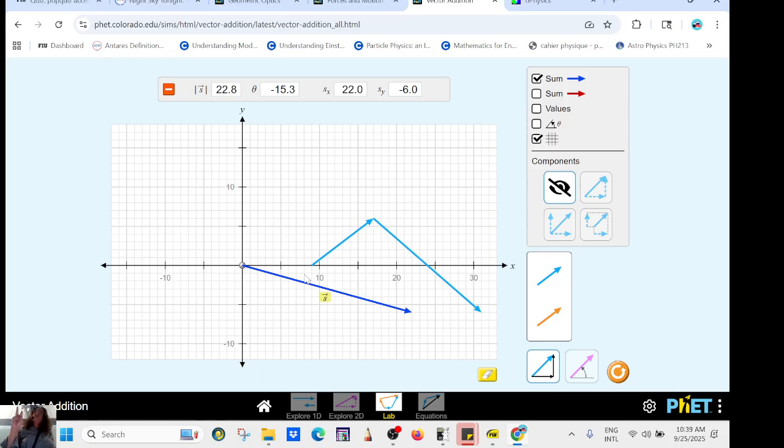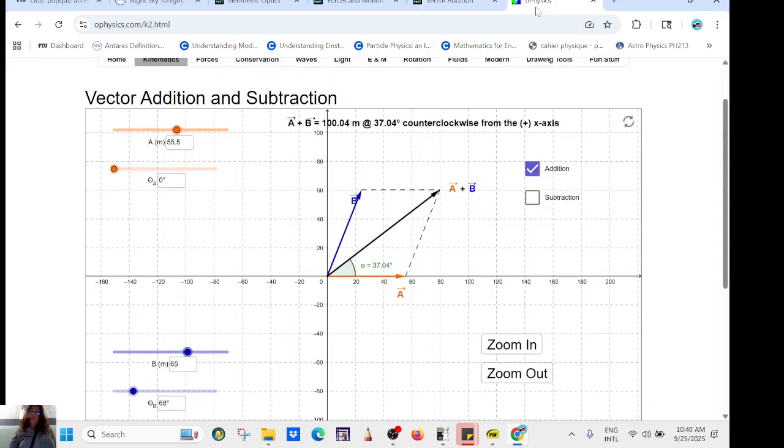Now, there is a second way, and maybe in your textbook, they will use this one. It's called the parallelogram method. In the parallelogram method, you have a vector A and a vector B.